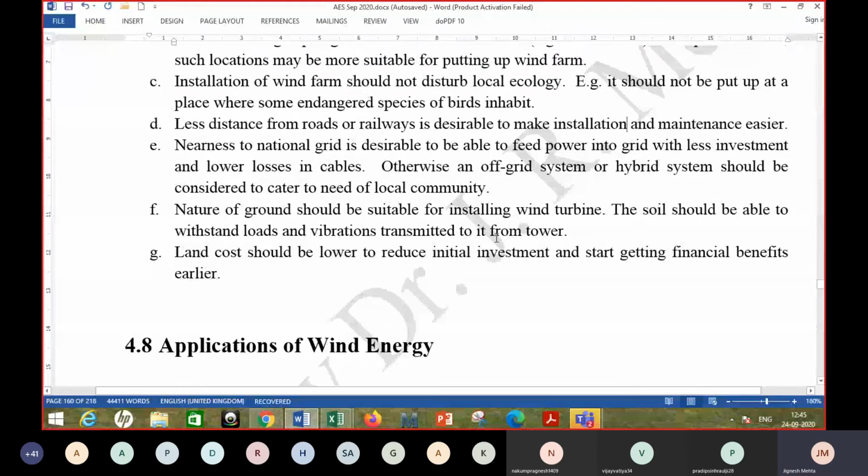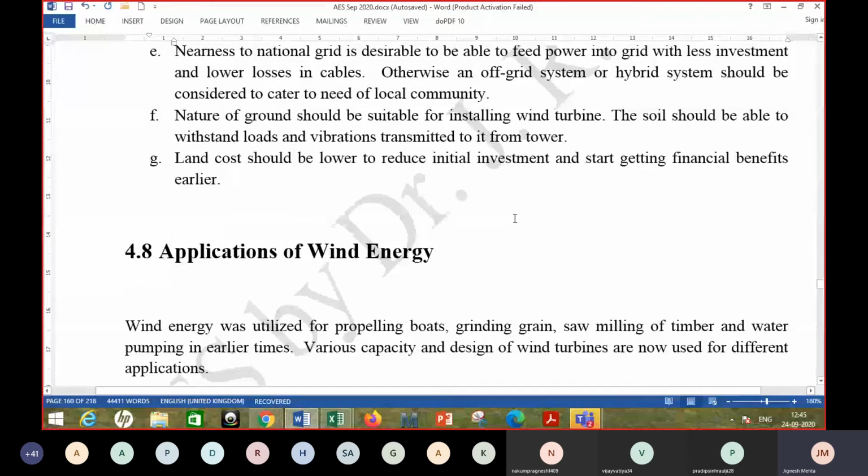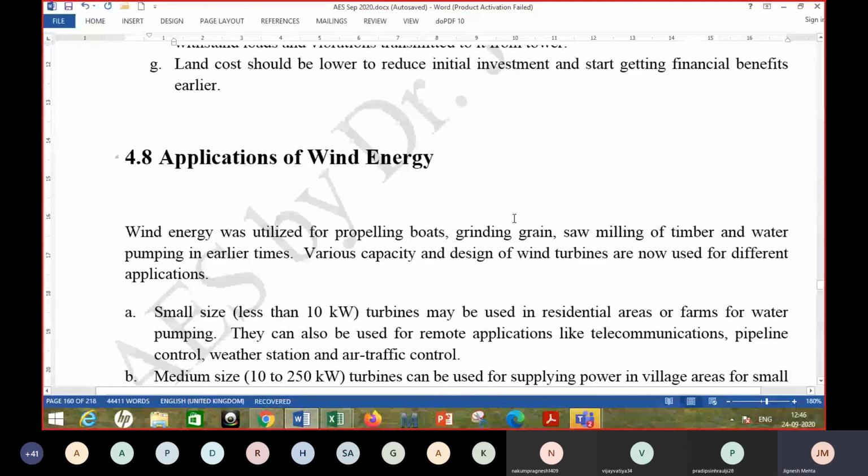And then the nature of the ground should be suitable for installing the wind turbine. The soil should be able to withstand loads and vibrations transmitted to it from the tower. The land cost is part of your initial cost, and so that should not be very high. Otherwise, your payback period will be very long.